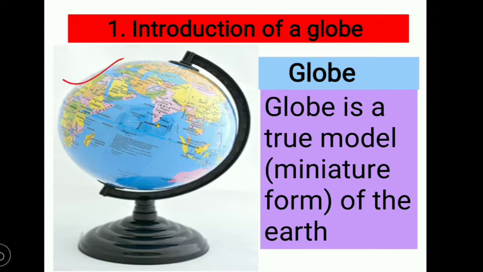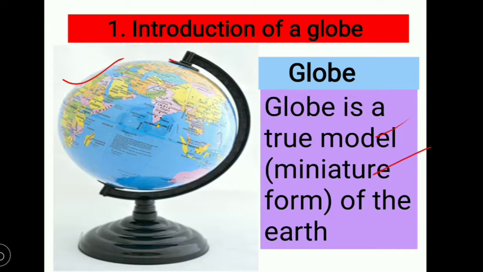This is the globe. And globe is a true model or miniature form of the earth. Dear children, our planet earth is not a sphere. It is slightly flattened at the north and the south poles and bulges in the middle. Just observe on the globe, it is exactly the true model of the earth.